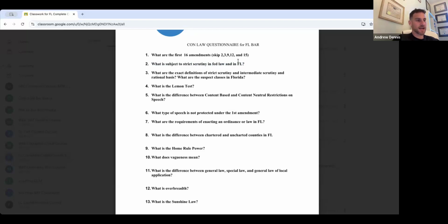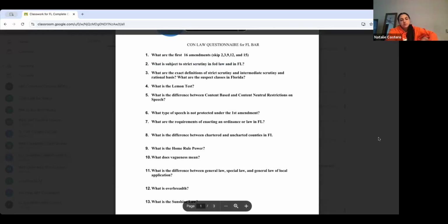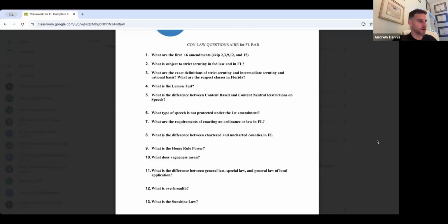So what's subject to strict scrutiny in federal and Florida? Race, alienage, national origin, and does anyone know what's special about Florida? Physical disability. Right, disability, physical disability. So race, alienage, national origin, and disability.